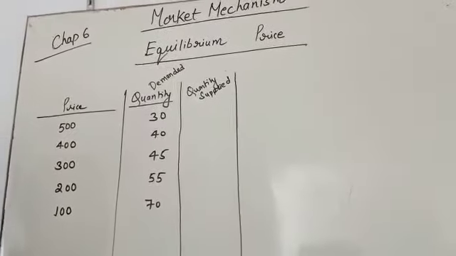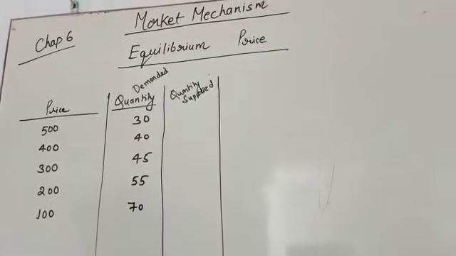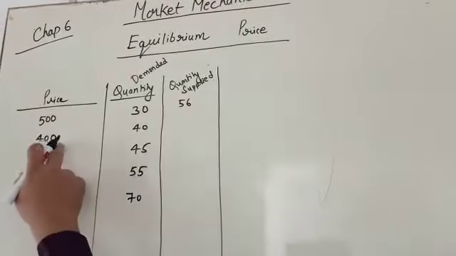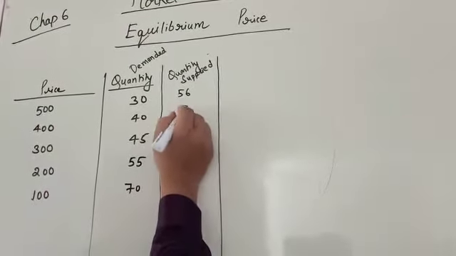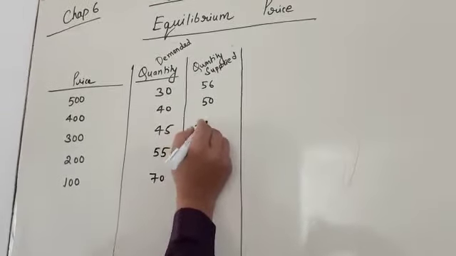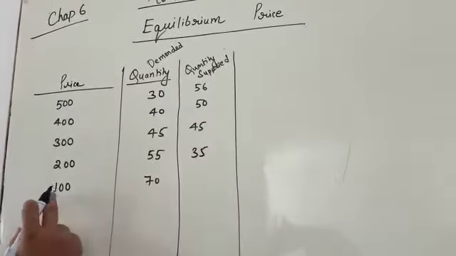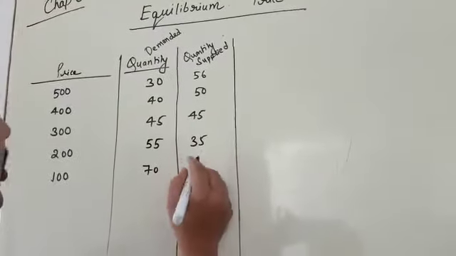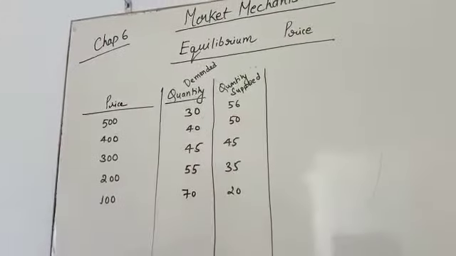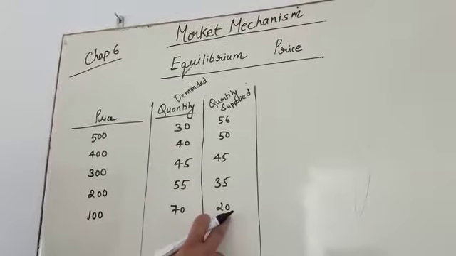As you know, the law of supply is just the reverse of the law of demand. At 500, quantity supplied is 56. At 400, quantity supplied is 50. At 300, quantity supplied is 45. At 200, quantity supplied is 35, and at 100, quantity supplied is 20. Here you observe the law of supply in this column. When the price is 500, quantity supplied is more. When the price decreases, the quantity supplied is less.